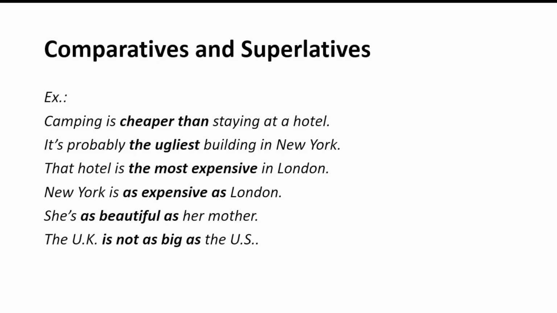Another example is, the hotel is the most expensive in London. New York is as expensive as London. So this is a comparative form with the structure as, and we say the adjective, for example, expensive, and we repeat the form as to compare things here. Another example, she's as beautiful as her mother. And the last example, the UK is not as big as the US. In this last example, we criticize, giving an opinion about something. This is an example of this.